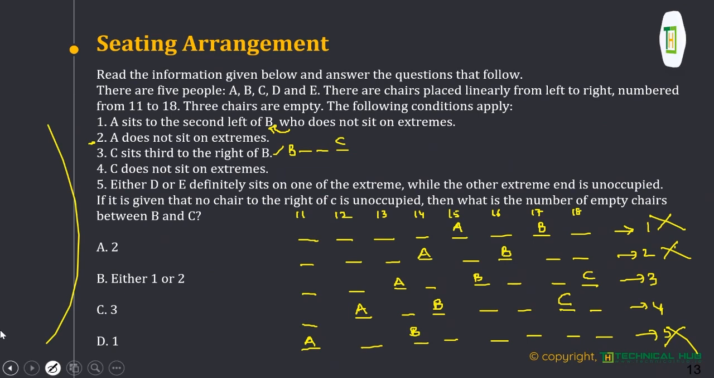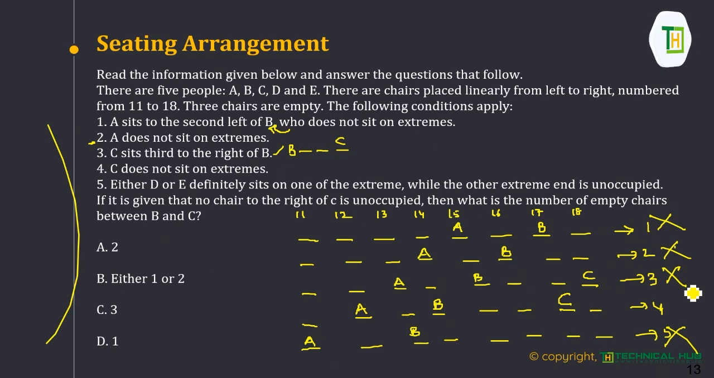Next, go for the fourth condition. C does not sit on extremes. So C does not sit on extremes means definitely possible diagram 3 is wrong. In this case C sits on the extreme end, but here it is given that C does not sit on extremes, so possible diagram 3 also fails. Only one diagram remains, which is 4. Possible diagram is 4. Clear?